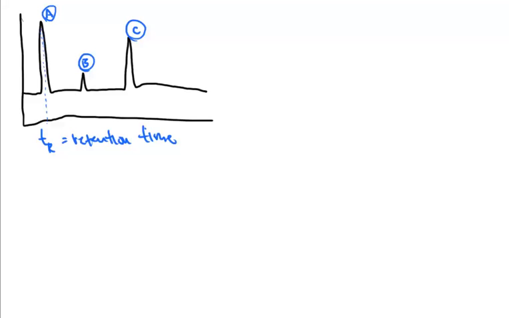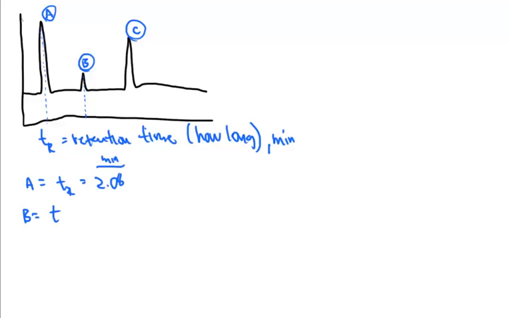And the retention time is how long it took for the sample to go into the machine and for that component to come off. And the retention time is typically in minutes. So my A peak will have a retention time of maybe 2.08 minutes. And I'll put that unit up here at the top. We'll make a table. And then the B component is another piece of my sample that came through. And that piece also has a retention time, T sub R. And let's say that retention time is 4.56 minutes.